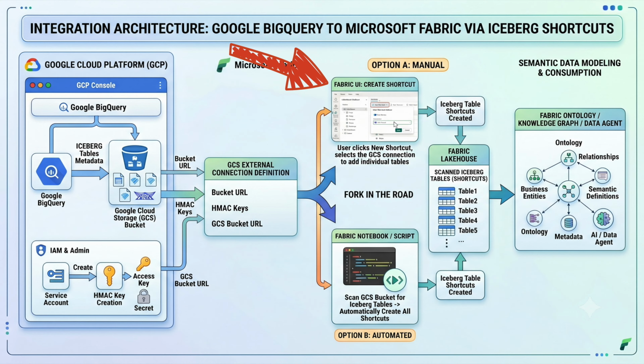Option A is a manual creation in the Fabric UI, and option B is an automation script that I developed in Python that scans the bucket in Google and creates shortcuts for any Iceberg table it finds in Fabric. Those shortcuts land in a Fabric Lakehouse, and then downstream they can power semantic models, ontologies, data agents, and Copilot-style experiences. Now let's walk through the implementation step by step.